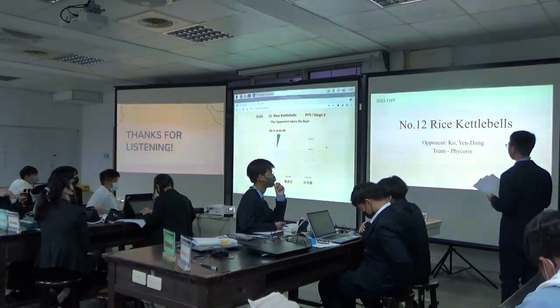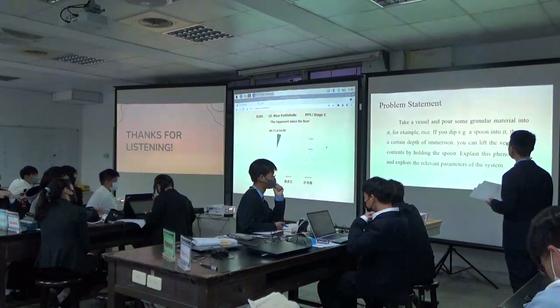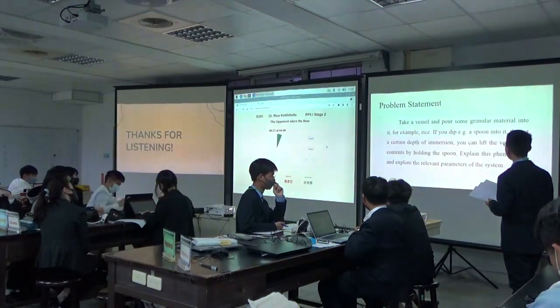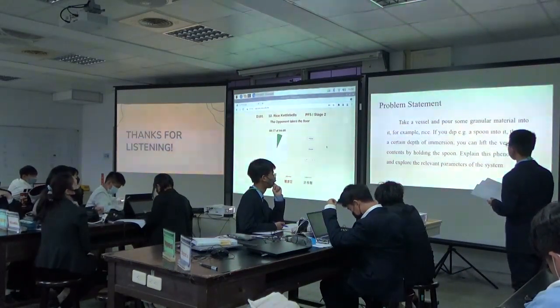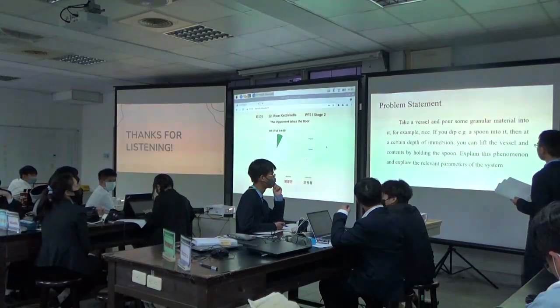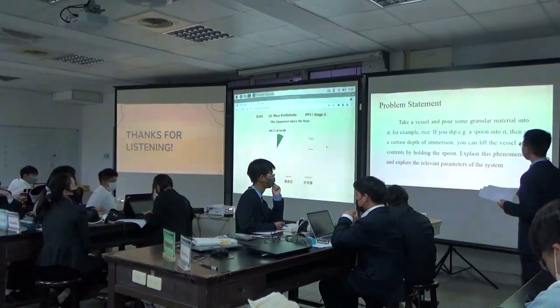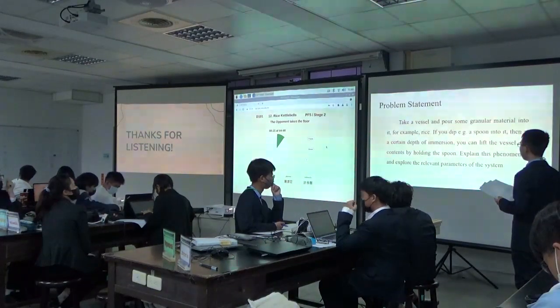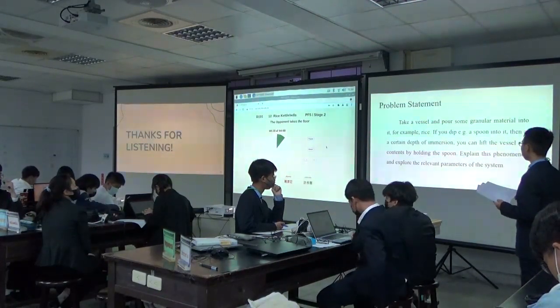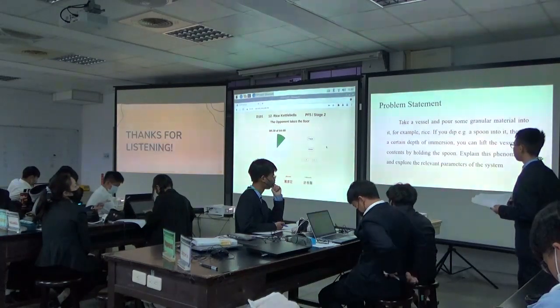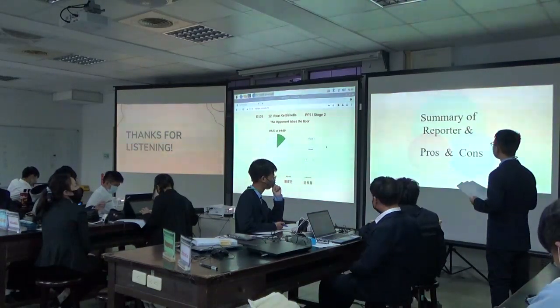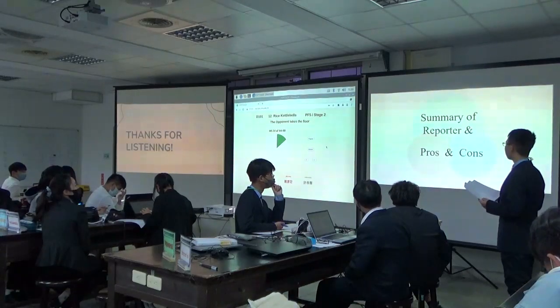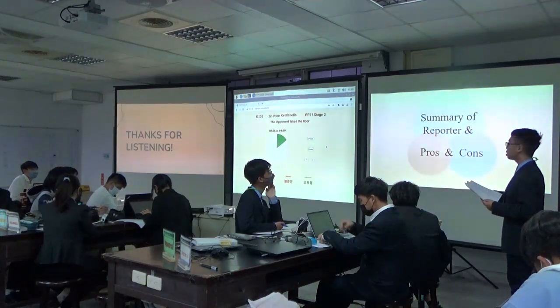Hello everyone, and today I want to discuss rice kettles. The problem statement is that you pour some granular material into a container and dip a rod into a certain depth, and you can lift it. We need to explain this phenomenon and study the relevant parameters. That's a summary of the report, and now the pros and cons.